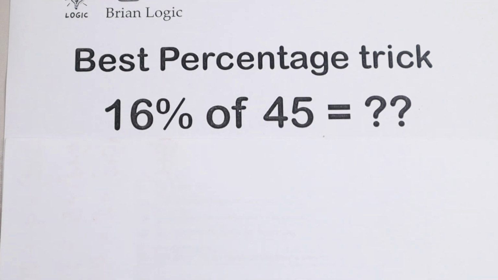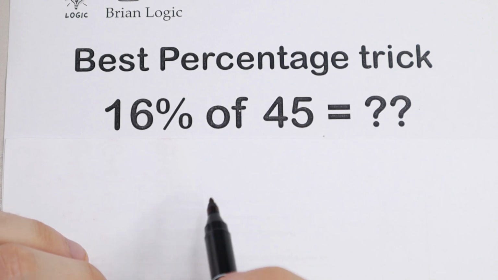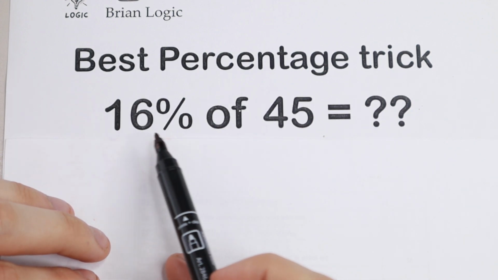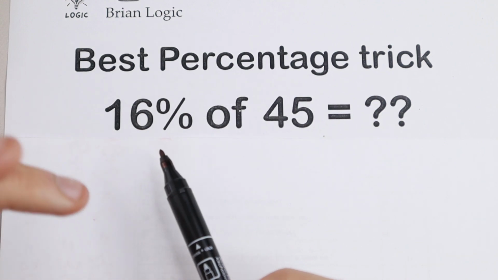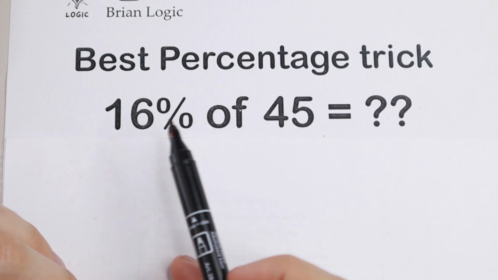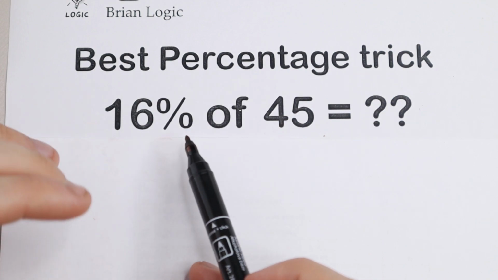Hello everyone, in this video I'm going to show you the best percentage trick I know. For example, you need to find 16% of 45. It doesn't matter, this percentage can be not a general one like 50, 75, or 25. So for example, 16% of 45. It's hard to find 16% in a few seconds.